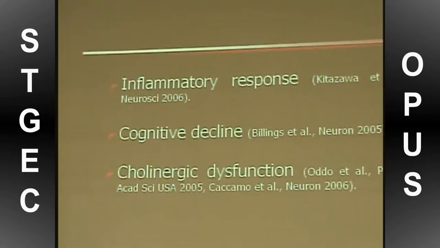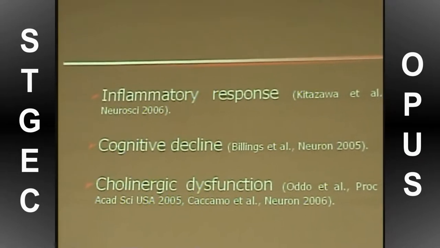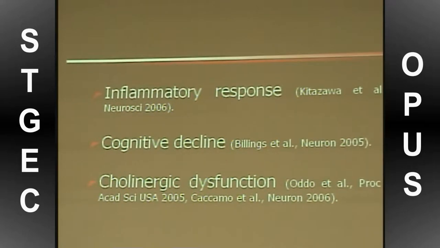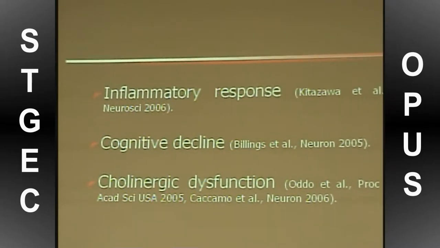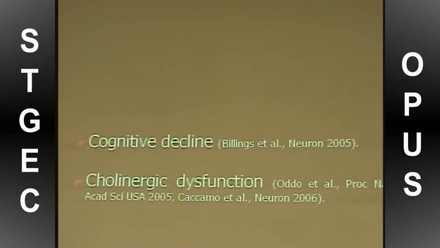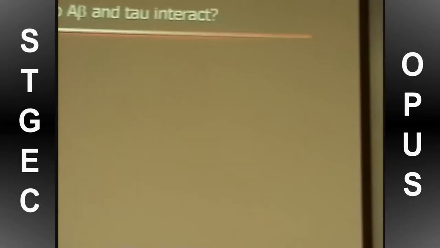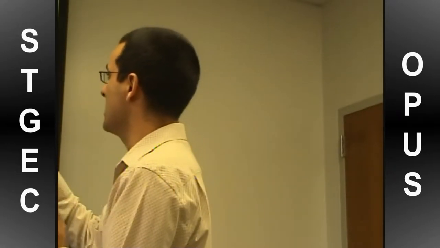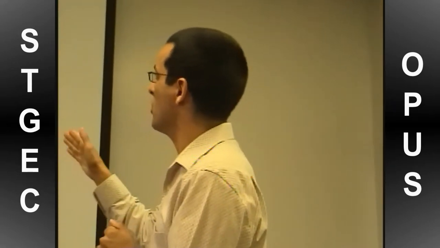In addition, these mice show an age-dependent inflammatory response, cognitive decline, and cholinergic dysfunction, which are other features that they share with AD brains. So the way I use these mice is to study the interaction between A beta and tau. Now we have an animal model that shows age-dependent accumulation of plaques and age-dependent accumulation of neurofibrillary tangles. So the question I wanted to ask is, do A beta and tau interact?